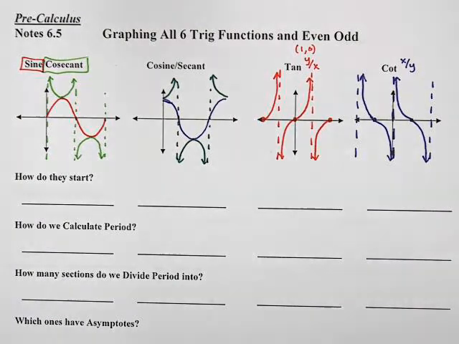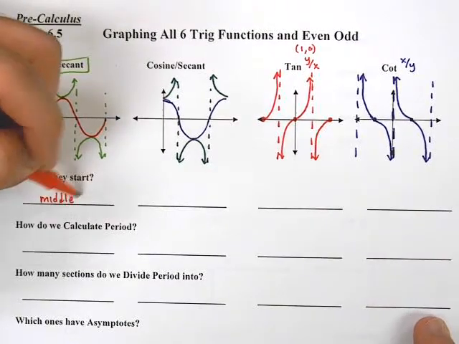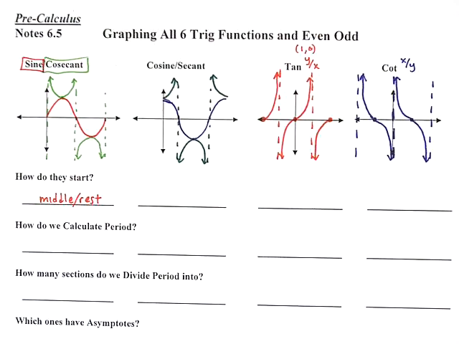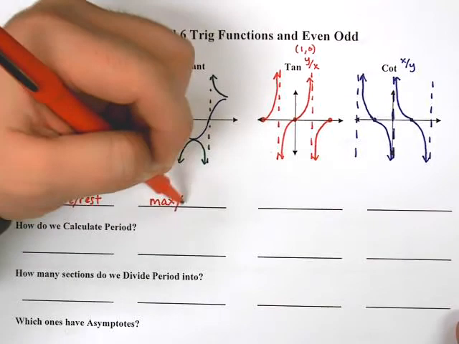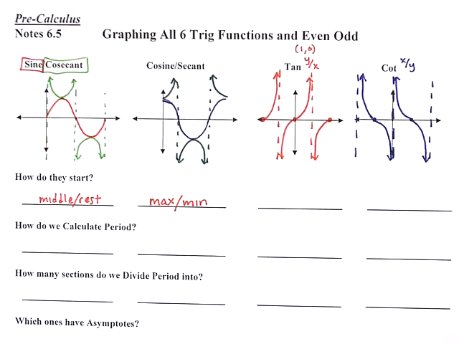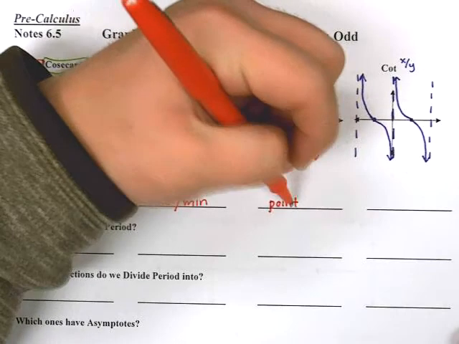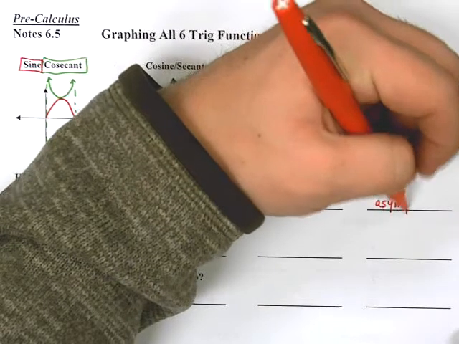Let's think about how they start. We talked about that a little bit. Well, for sine, it starts at the middle, or if you remember, I call it that rest point, that point that it's always going back to. Alright, whereas cosine is a max or a min based on the sign of the a value. Alright, tangent is always starting at a point, and cotangent starts with an asymptote.